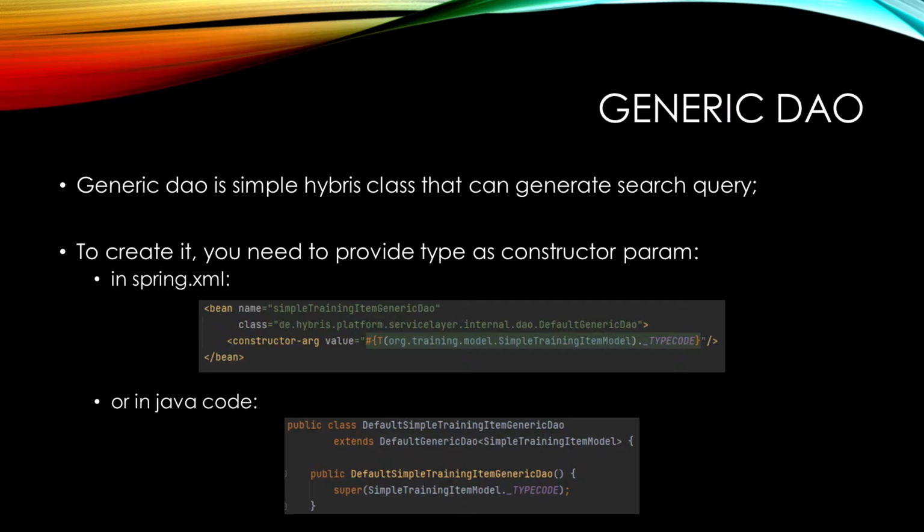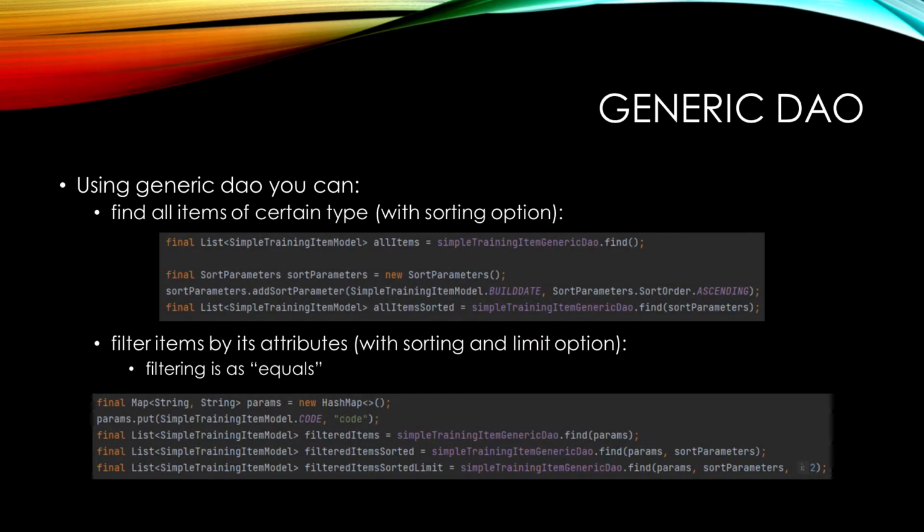A simple yet limited way to search is the generic DAO. To create it, you have to provide the type code as the constructor parameter in Spring XML or in Java code. Using generic DAO, you can search for all items of a certain type. Alternatively, you can filter them with a map of parameters. Filtering is done through the equals condition, and both cases support sorting.